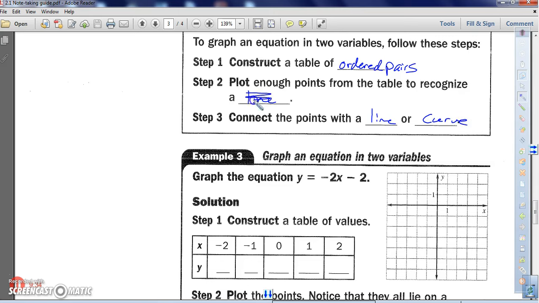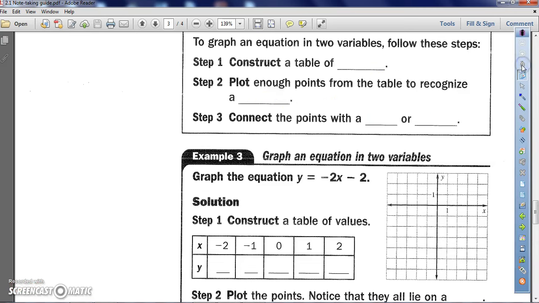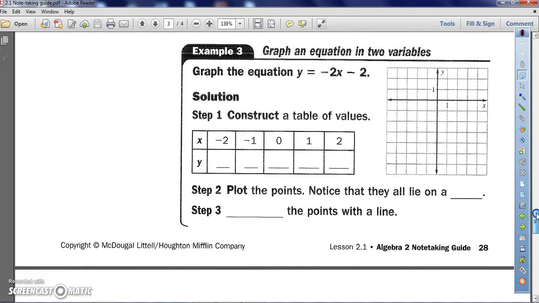I'm sorry, this should say pattern, because it isn't necessarily always going to be a line. So linear equations, yes, but not all equations are linear. So we plot enough points to recognize a pattern, and then we connect those points either with a line or a curve. Now in this chapter, though, right now we're focusing on linear, so it's going to be a line. So let's look at example 3.